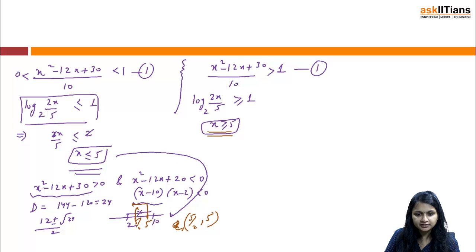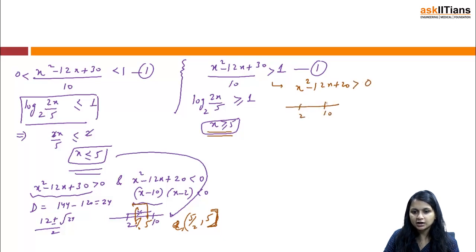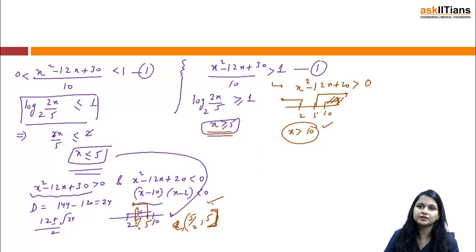Okay, you have an equality sign in 5, so I can put an equality sign with 5 also. Now, when I solve this first equation, it comes out to be x square minus 12x plus 20 greater than 0. So I have solutions like x less than 2 and x greater than 10. But one solution was that x is always greater than or equal to 5. So the complete intersection would be x greater than 10. So I got basically two solutions: x greater than 10 and x belongs to 5 by 2 to 5.